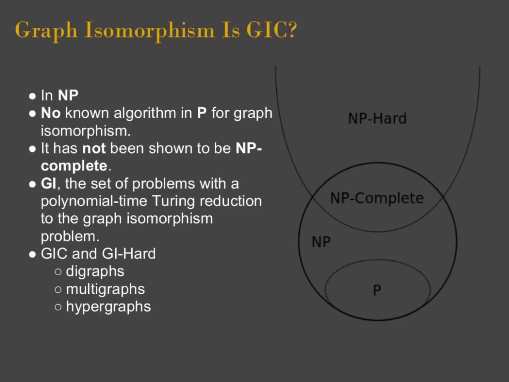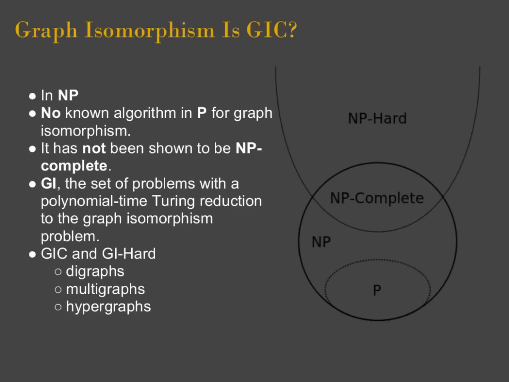And it's in a class of problems that I'm going to call GI. So this GI in bold here, that's not to be confused with the problem itself, but a class of problems. So it's sort of like the graph isomorphism complexity class, right? And likewise, there would be GIC and GI hard, which would be complementary complexity classes to those of NPC and NP hard. So you can sort of imagine if we were to put another parabola here and another little circle where P and NPC and NP hard exist, of GI, GIC, and GI hard.